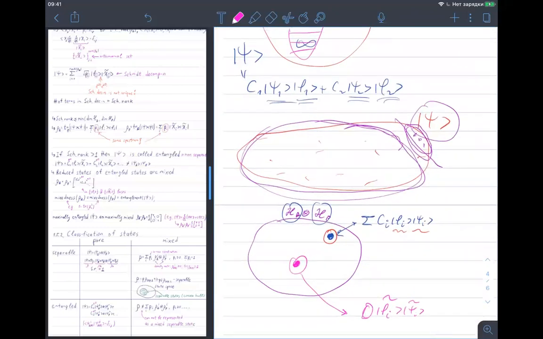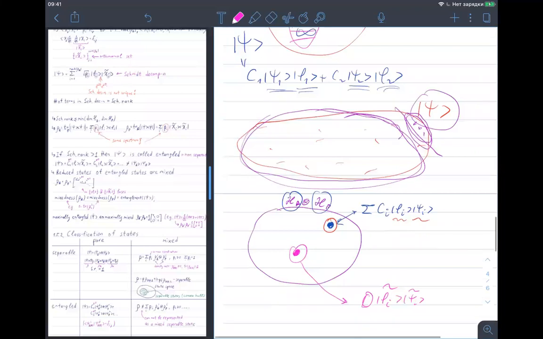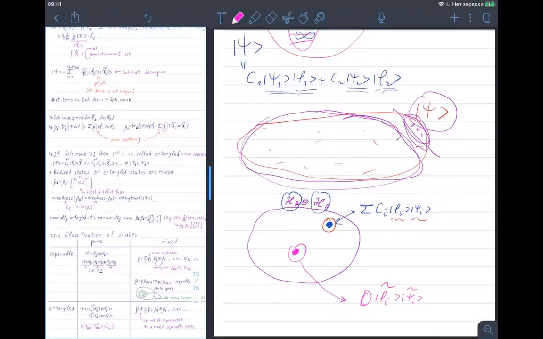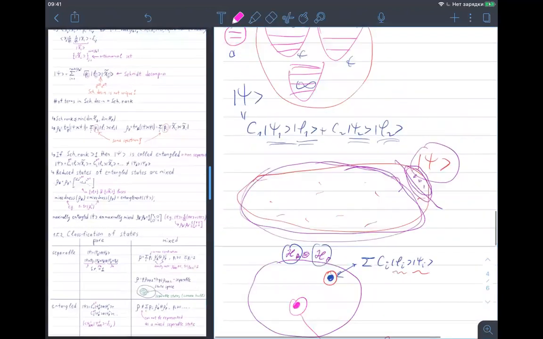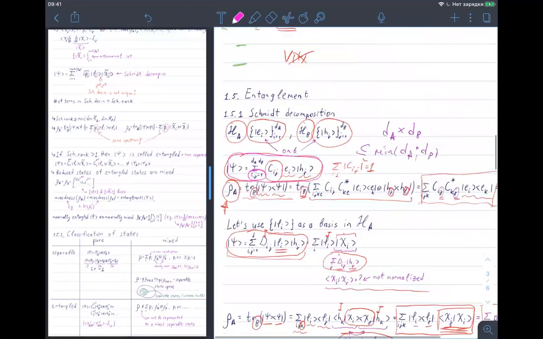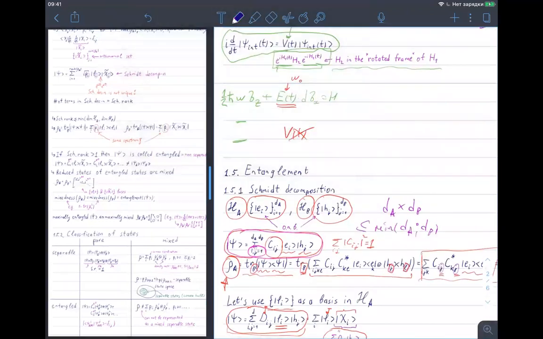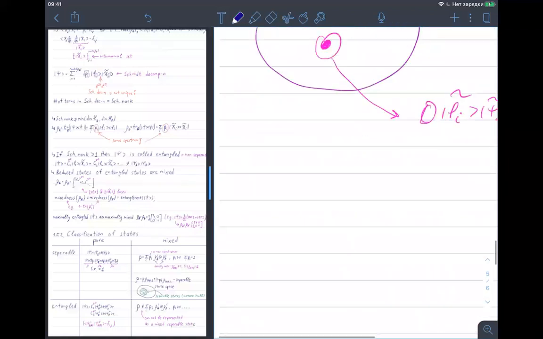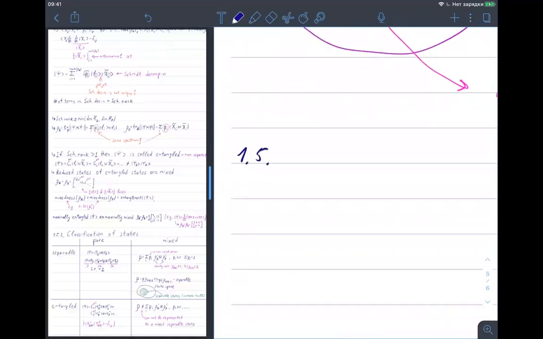So this story, that we can always find this basis, but this basis will be different for all different states. Okay, and another important point, I do not write it in my handwritten lectures, but I think I should write it here, like 1.2. It is what is called purification, and it's very important in quantum cryptography.